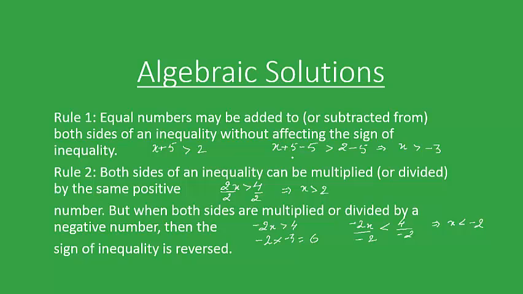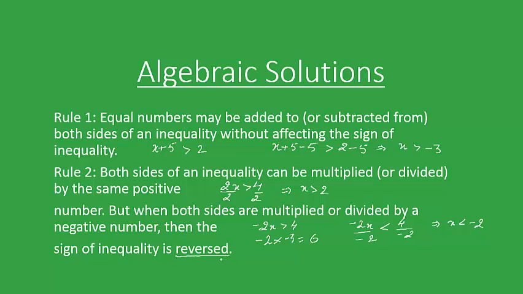I would like you to remember 2 points here. First is the second part of this rule 2, which says that if you divide the inequality by a positive number, then the sign of the inequality is not changed, and if you divide it by a negative number, the sign of the inequality is reversed.